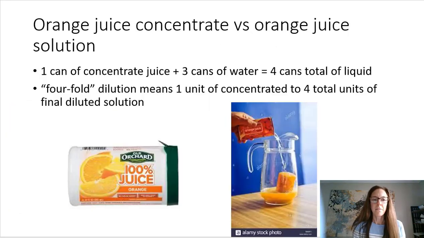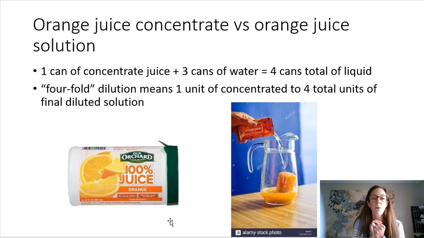Another example is making orange juice. So using orange juice concentrate to make this orange juice solution. You do this right on the little container. If you've ever done this, it says you take 1 can of this concentrate and you add 3 cans of water. So 1 and then 3 cans of water. When we do that, we then have 4 total cans of liquid.